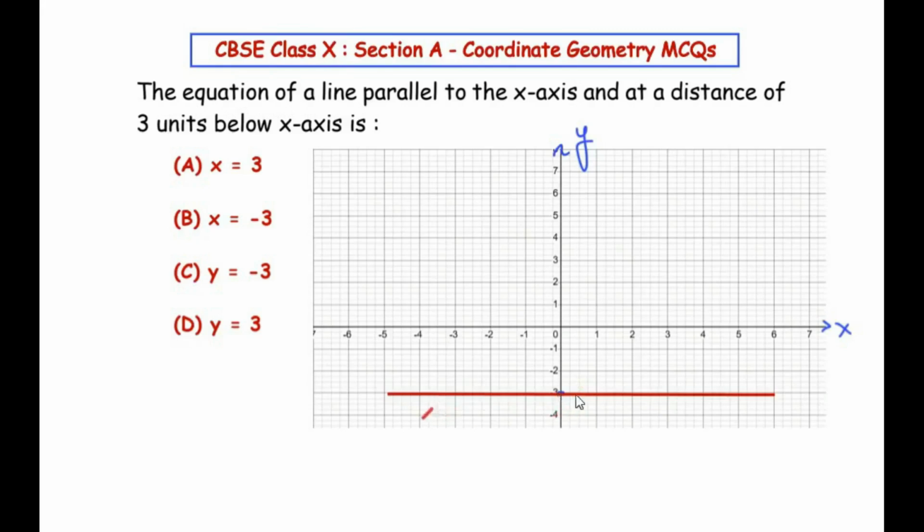And since the line is touching the y-axis, the equation should represent y equal to something. And since it is below the x-axis, the equation is going to be y equal to minus 3 because it is passing through negative 3. So here our correct answer is going to be y is equal to negative 3. Now let us move on to the next question.